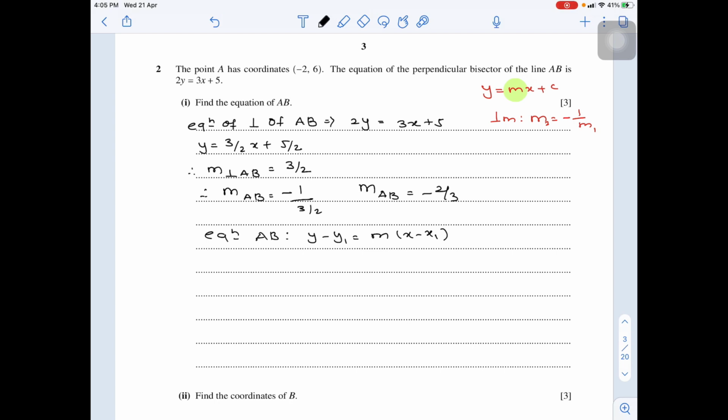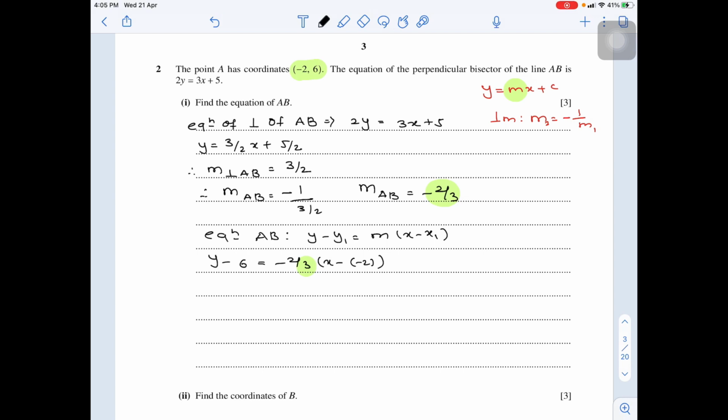y minus y1 equals m(x minus x1). You can try y equals mx plus c also, whichever form you are comfortable with. I am writing here y. Now I need the point and gradient. The point (x1, y1) I have is negative 2, 6, and the gradient I have is negative 2 over 3. I'm using that. y minus 6 is negative 2 over 3 times (x minus negative 2).